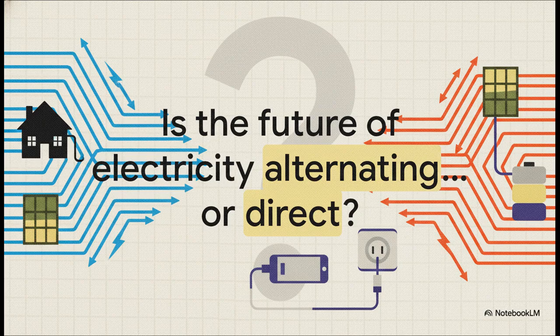And that leaves us with a pretty interesting question for the future. You see, for over 100 years, the world ran on a grid built for AC power. But look around. So many of our modern gadgets, our phones, our computers, are all DC native. And with the rise of solar panels and batteries, which are also DC, you have to wonder, are we heading for a future that's more direct than alternating? It's something to think about the next time you plug in your phone.